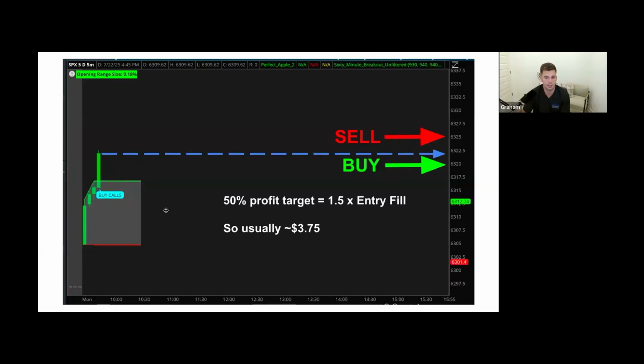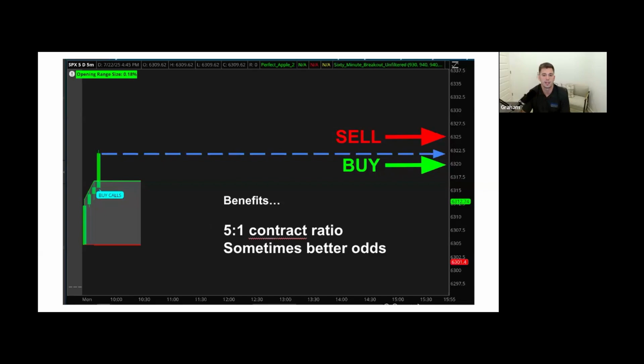Still same process, 50% profit target. So we take our entry fill price and multiply it by 1.5. So our profit target here theoretically would be 3.75. And again, the benefit is a 5-to-1 contract ratio. So where I would normally need to buy 5 contracts of XSP to invest $250, here I just need to do 1 contract of SPX.